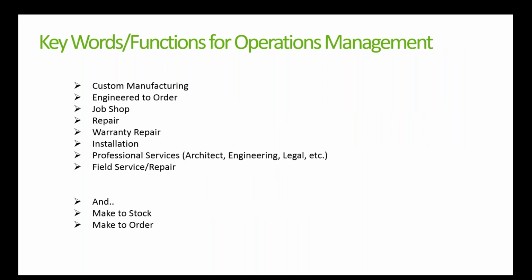So again, here's some keywords. Sometimes we sit and go through these webinars and get all this good information. This is probably the one slide, if you remember, with the things you need to listen for. If the customer says they are custom manufacturing, engineered to order, a job shop, we do repair, warranty repair, installation, professional services, field service or repair. If you hear any of those keywords, that's an indication that they probably need operations management.